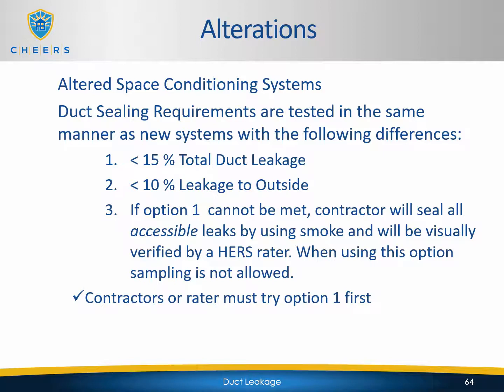So for an altered space conditioning system, when you're using that total duct leakage test, it's going to need to be less than 15%. If you're doing leakage to outside, it needs to be less than 10%. If you cannot achieve either of those values, then the contractor will seal all accessible leaks, and he'll identify those accessible leaks using the smoke test. And then you, as the HERS rater, you're going to visually verify using the smoke test again that there are no accessible leaks left to be sealed. When you use the smoke test, sampling is not allowed, and we'll talk about sampling in a different training module.